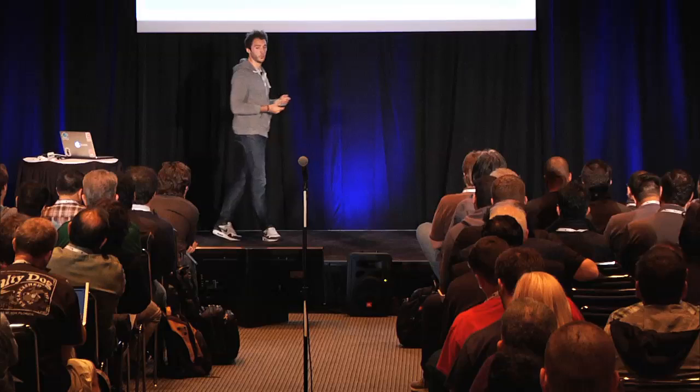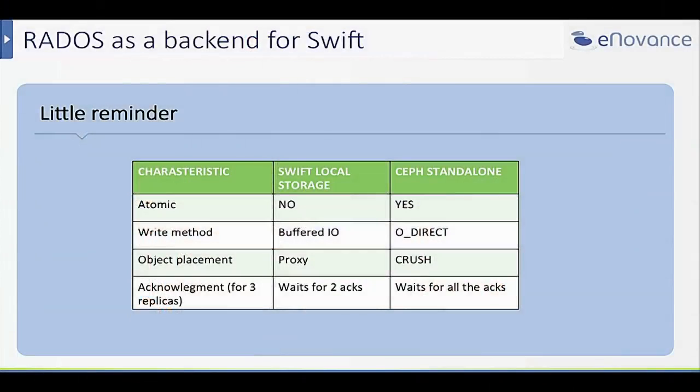A little reminder before we dive into performance considerations. You might be aware that Swift is eventually consistent, so basically it's not atomic, and one storage solution is atomic. Ceph is atomic. Ceph is synchronous, and the other is not. The write method they use, and this is why one is not atomic, is that Swift is using buffered IOs.